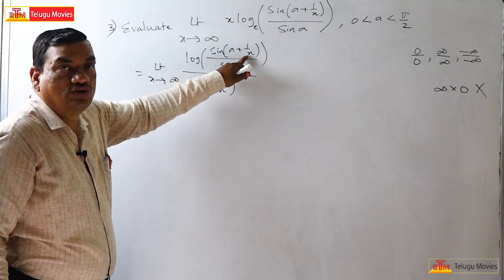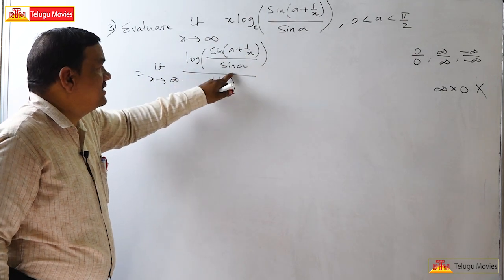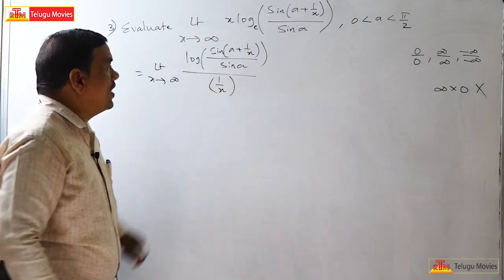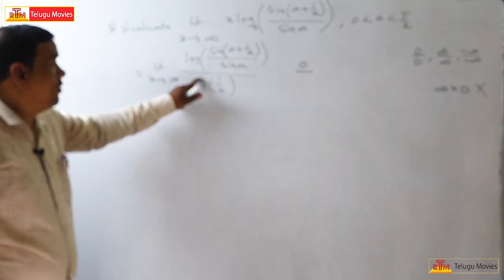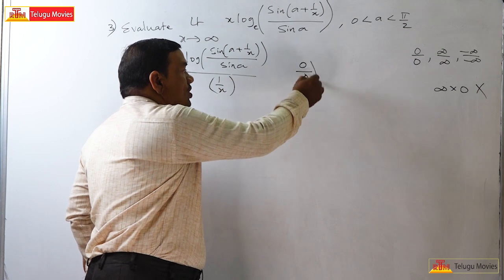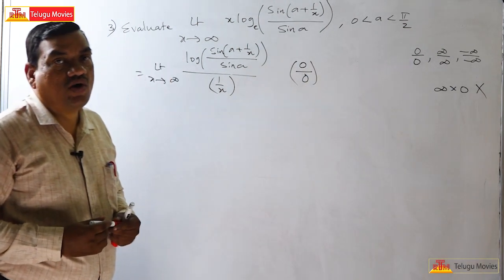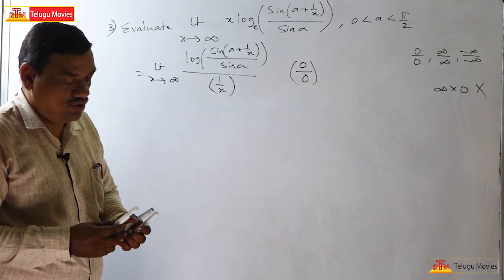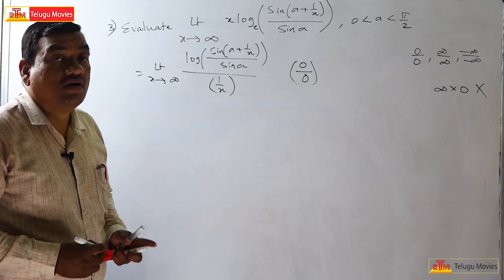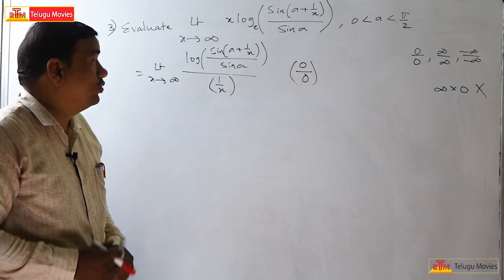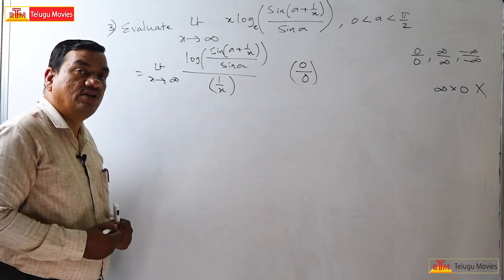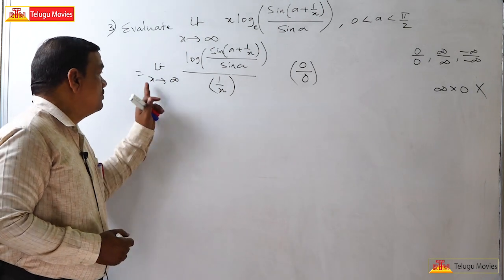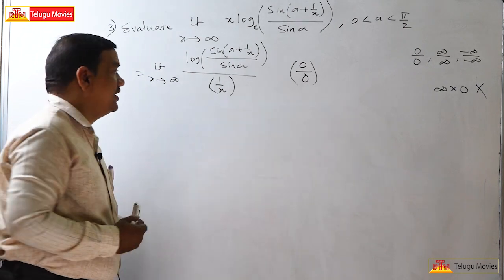Now you apply here limit x tends to infinity. So 1 by x tends to 0, so sine a by sine a cancels. Log 1 we will get 0, by, as x tends to infinity, 1 by x approaches 0. Can we get 0 by 0 form? Yes, we got the 0 by 0 form. Now we are right to apply the L'Hopital rule. Now differentiate both the numerator and denominator with respect to x. Why? Because we are taking x tends to infinity.